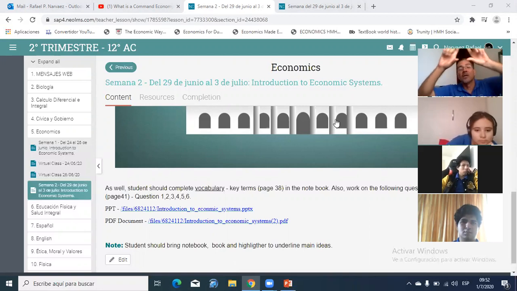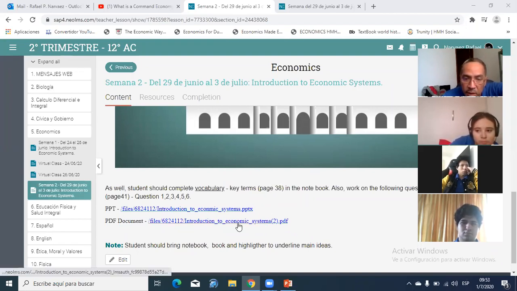So you have to write the title in your notebook, Introduction to Economic System, and under the title you need to write the vocabulary number 1. That is here on page 38. Now you can get it from this PDF. Okay, so you need to open this PDF in order to get the vocabulary, guys.